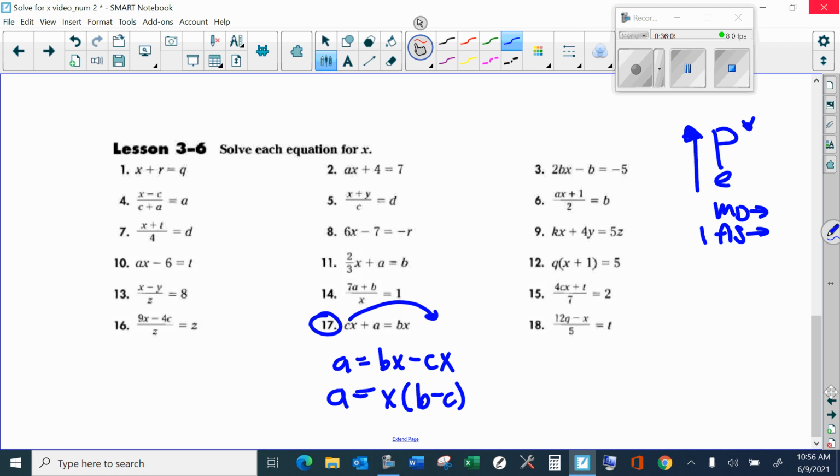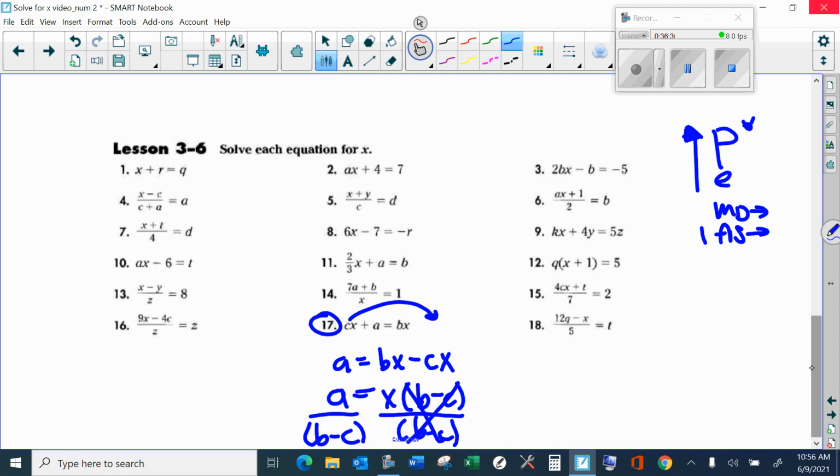Okay, so that says x times the quantity b minus c. So the opposite of times is division. So I'm dividing by b minus c on both sides. They cancel out. So x equals a divided by the quantity b minus c. If you want to put that in parentheses, you can. Oftentimes they won't put it in parentheses. But if you like to, that's fine.